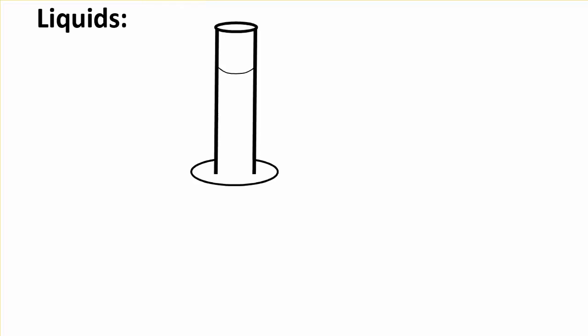So let's talk about how we're going to perform our experiment. Determining the density of a liquid is very easy because all you do is you weigh a graduated cylinder empty, then you add your liquid, and you can just read off the volume of your liquid, and then you can reweigh it, subtract off the mass of the graduated cylinder, and you'll have the mass of the liquid.